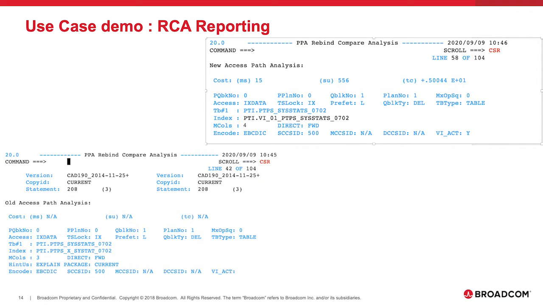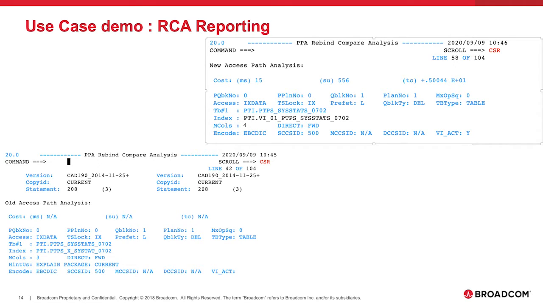In the old access path analysis, this statement uses this index with match cols 3. Now it uses the new virtual index with match cols 4, and the access path is better than before. All of this analysis has been run before creating the real index or rebinding the plan or the package in reality.